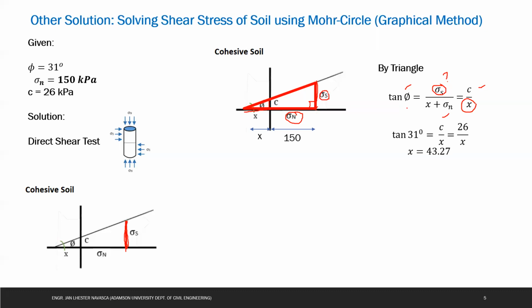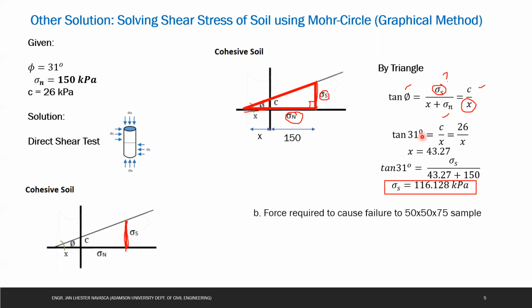Using this value of x, we substitute it into our relation, which is sigma s over x plus sigma n. By direct substitution, tangent 31 equals sigma s over 43.27 plus 150. Then cross multiply, and we get sigma s to be 116.128, which is exactly the same as using the stress transformation equations. For the other question, the force required to cause failure, since we get the same value of the shear at failure, which is 116.128, you can solve for the force required and you get the same value: 290.32 kilonewtons.